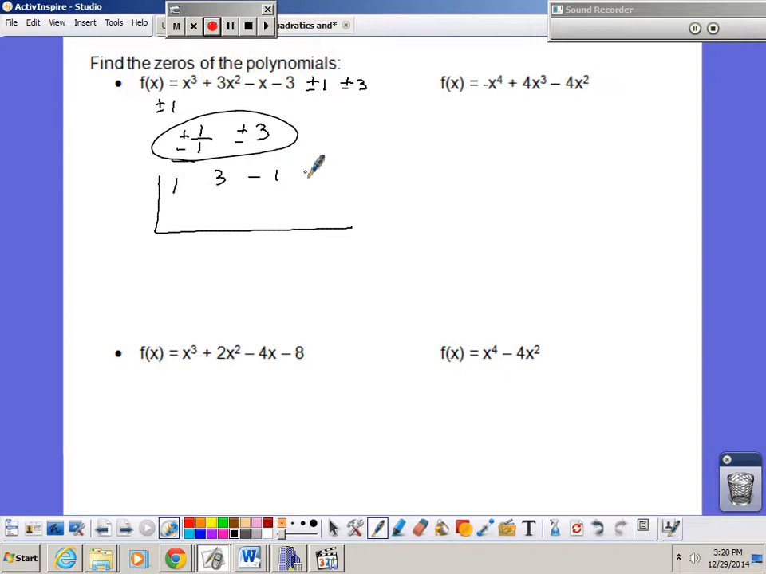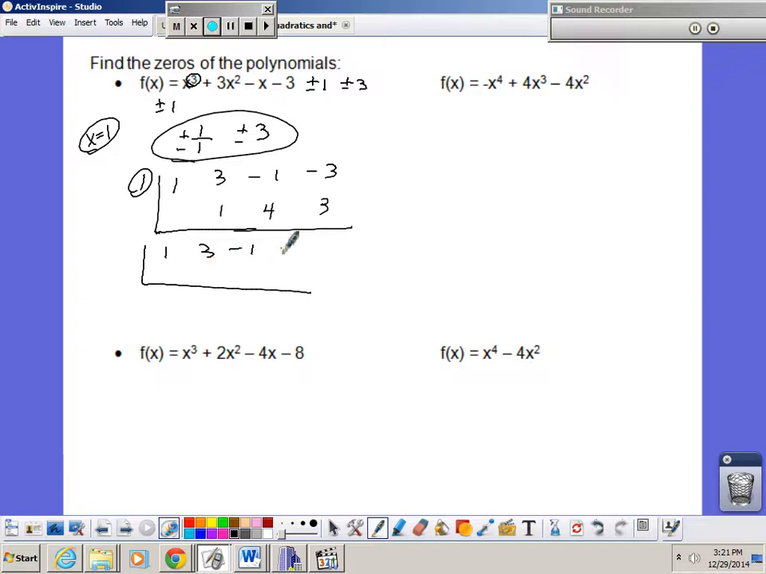So 1, 3, -1, -3. Let's try 1. 1, 1, 4, 4, 3, 3, 0. So 1 works. And remember, we can look up to 3 of them. Okay, so 1's a 0, so x equals 1 is a 0. Now I don't know what the next 0 is, so I can't keep going. I could keep going, but then I'll have to go back or erase. So if you want me to keep going, that's fine, or I should start back over again and try it separately if I'm just looking for the zeros.